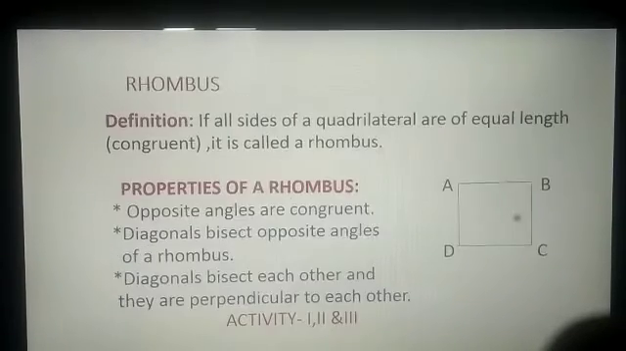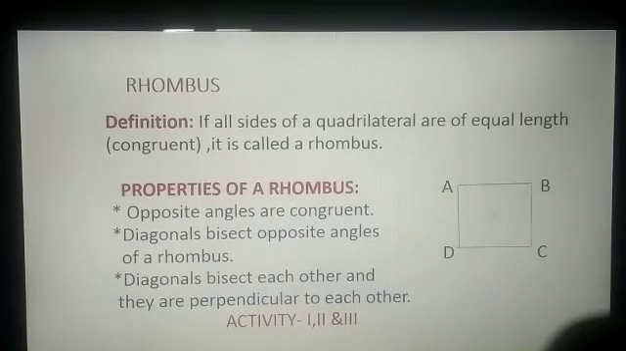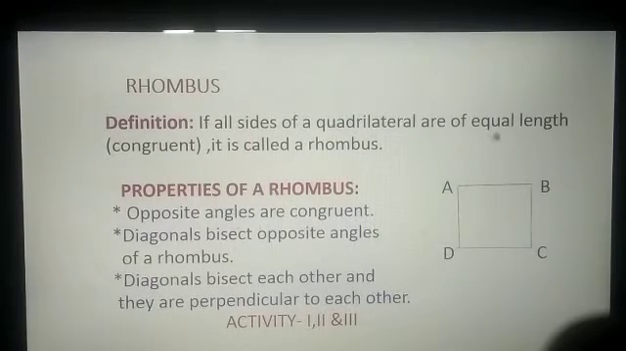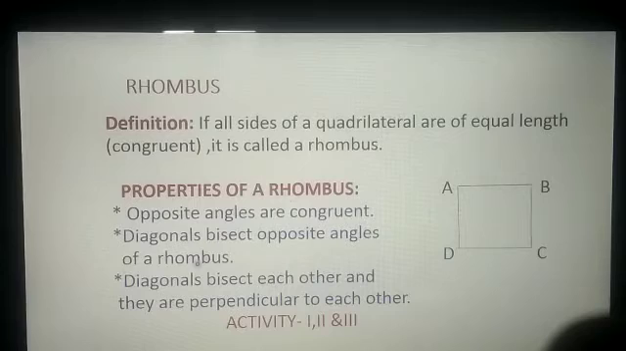And now let's see the third type of quadrilateral, that is rhombus. You know what is a rhombus? If all sides of a quadrilateral are of equal length, that is they are congruent, it is called a rhombus. Okay, now here all sides are of equal length, so it is called a rhombus, isn't it? So properties of a rhombus are: opposite angles are congruent, diagonals bisect opposite angles of a rhombus. Okay, and diagonals bisect each other and they are perpendicular to each other.